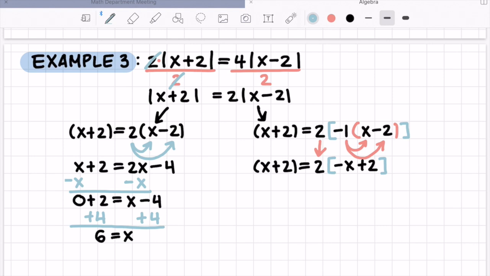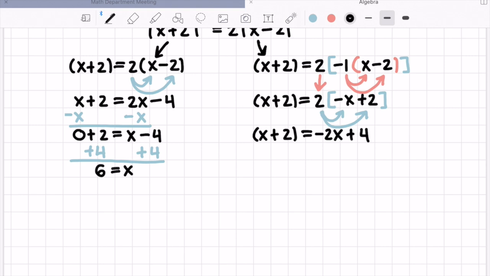The next step is to distribute the 2 with the negative x and positive 2. When I do that, I drop everything else down, the x plus 2, and I'm left with 2 times negative x, that gives me negative 2x. And then 2 times positive 2 just gives me positive 4. Okay. Last step is to combine the like terms. I see that x is a like term, so I'm going to subtract x on both sides. And then I get 2 equals negative 3x.